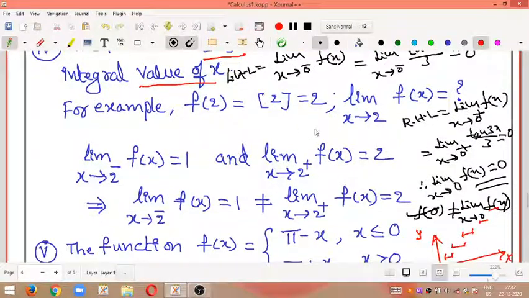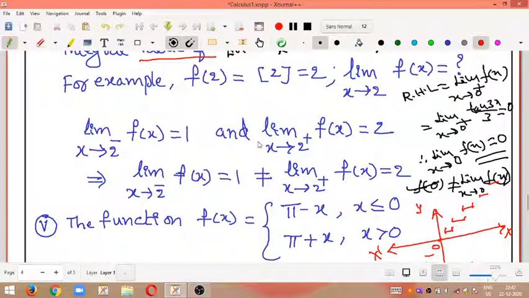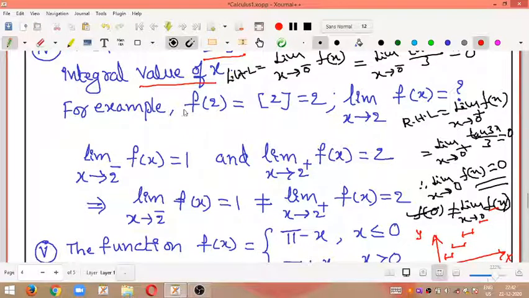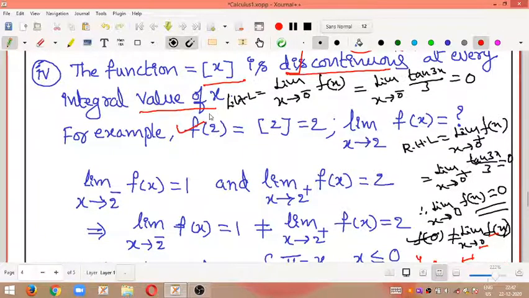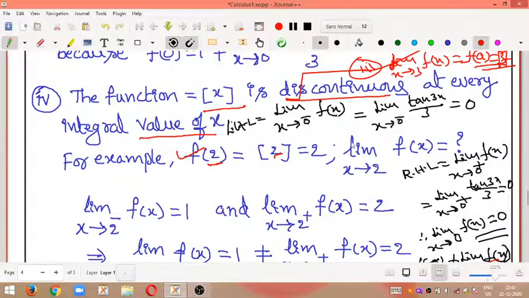Next, see here, the mathematical way also I did here. First step, f of a we want to check. So f of a means how much I am taking, for example a value 2. So f of 2 I want to check. So the greatest integer function of 2 has value 2. Okay, now we want to check this one.